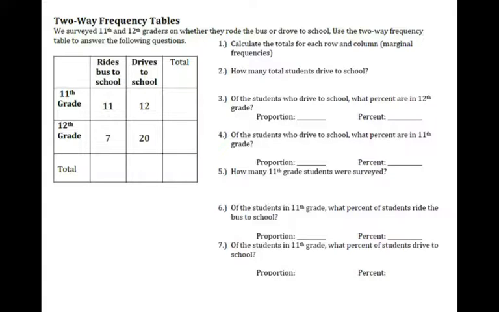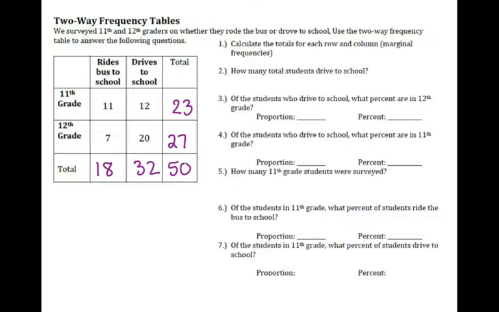So I'm just going to total up all the columns. I have 11 plus 7, that's 18. So that's my total of the students that ride the bus to school. The total of students that drive to school is 32. The total of students that were surveyed in 11th grade is 23. Total of students that were surveyed in 12th grade is 27. And my total is going to be 50.